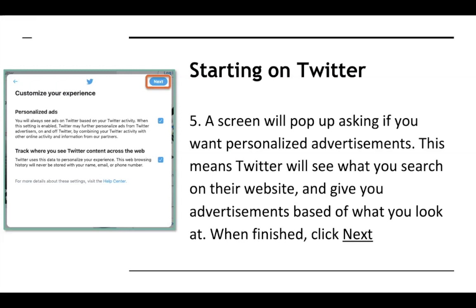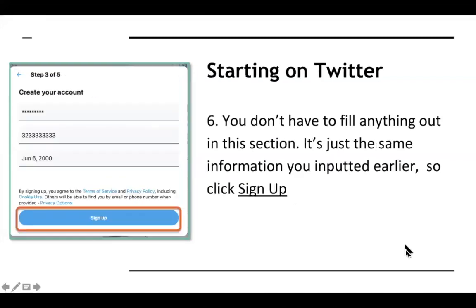A screen like this will pop up, which will ask you whether you want to see ads or ad preferences based on your activity on Twitter. You can always check it off if you don't want to see that. It will also let you search on other websites and give you advertisements based on your activity, as I was saying. So just pay a little attention to this and click next once you're done with it.